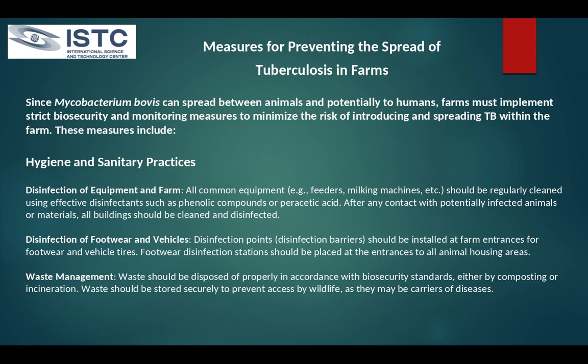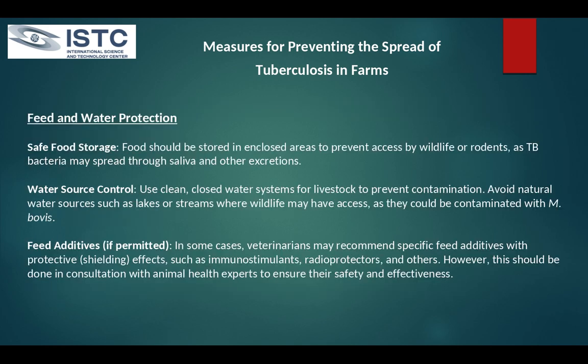Hygiene and sanitation standards in farms. All common equipment, such as feeding troughs and milking machines, should be regularly cleaned and disinfected with effective agents such as phenol and chlorine-based disinfectants. Disinfection points, so-called disinfection barriers, should be installed at the entrance to animal enclosures. Waste management must comply with biosecurity norms. Preferably, biological waste should be processed to produce biofuel. Waste should be securely stored to prevent access by wild animals, which could be potential disease carriers.